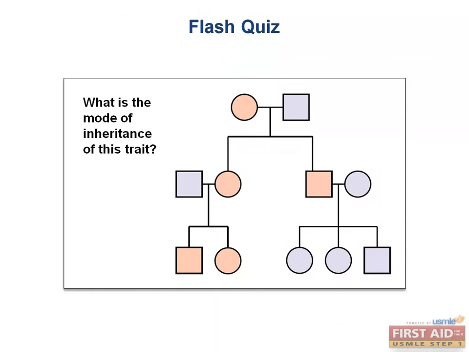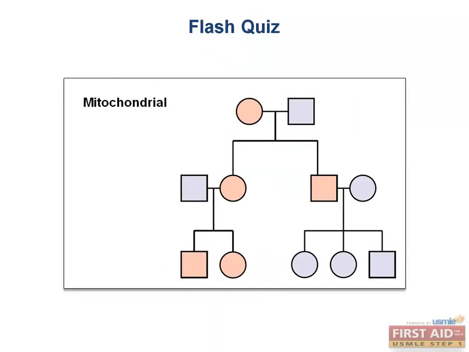Okay, let's do another flash quiz. I know we already did a few family trees, but more practice is always good. So what is the mode of inheritance of this trait? Remember, orange is someone who has the trait, and females are circles and males are squares. This one is mitochondrial, and the way we know this is again process of elimination.